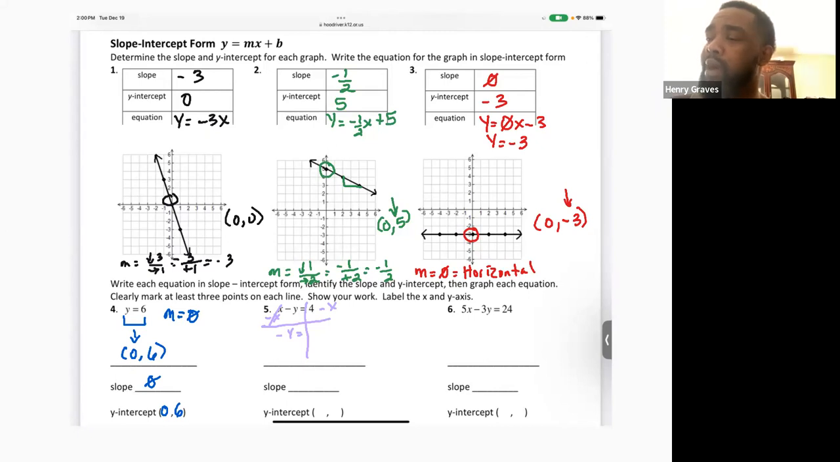So -3y now equals 24 minus 5x. Divide everything by -3. So now y is going to equal -8 plus 5/3 x. So my slope m for number 6 is going to be 5/3, and my b is going to be equal to -8. So my y-intercept is going to be (0, -8).